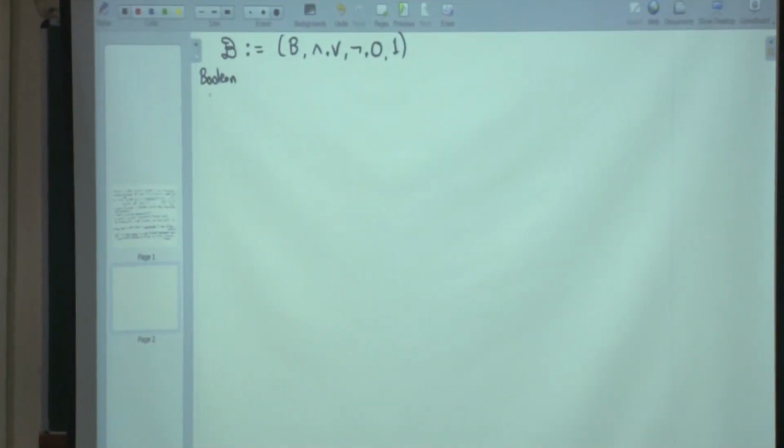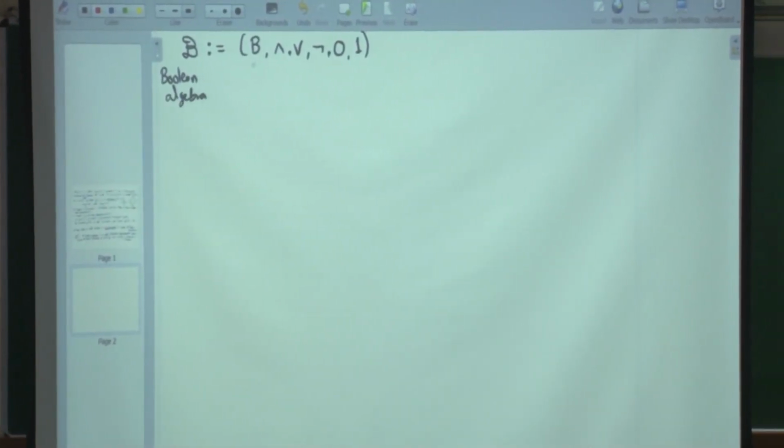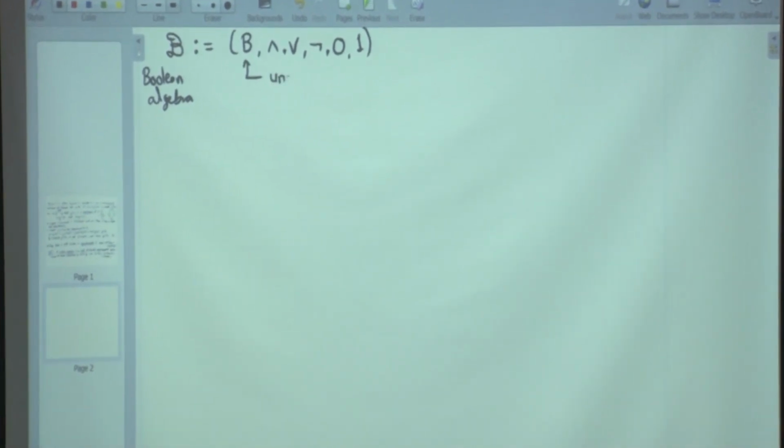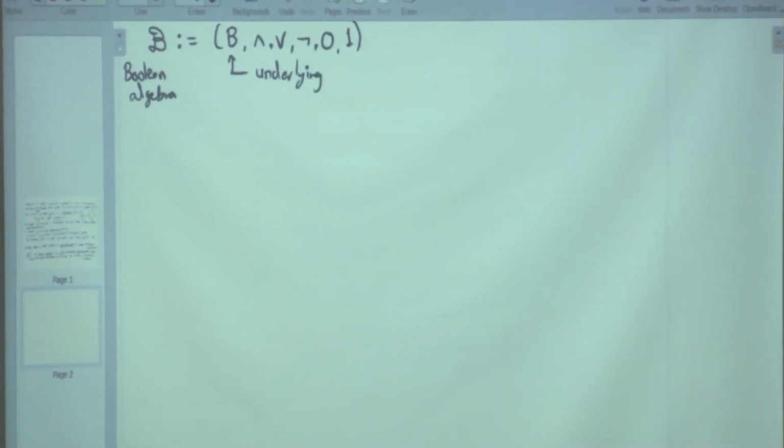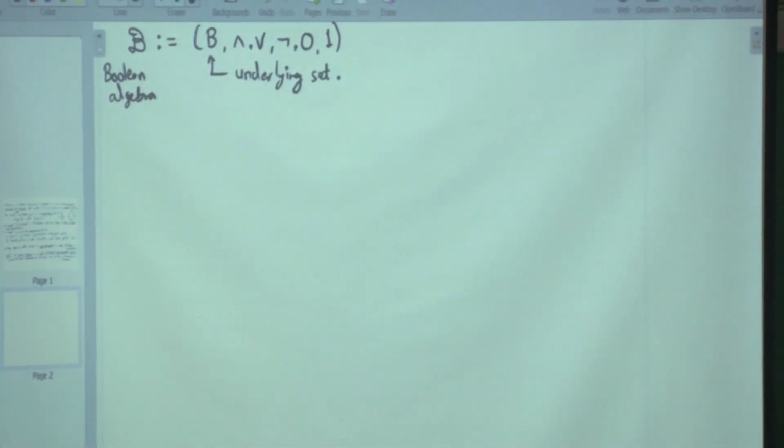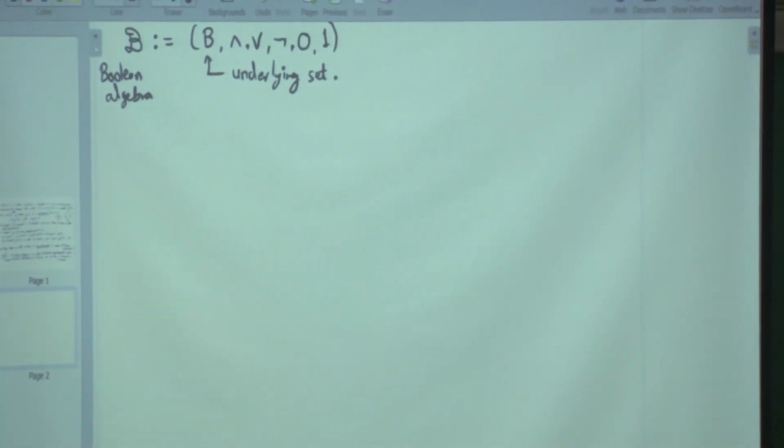Here, this refers to the Boolean algebra and this refers to the underlying set. I mean, a Boolean algebra is a set B with these operations. So meet and join are binary operations, negation is a unary operation, and 0 and 1 are zero-ary operations or constants. Okay, so this is what our Boolean algebra is.